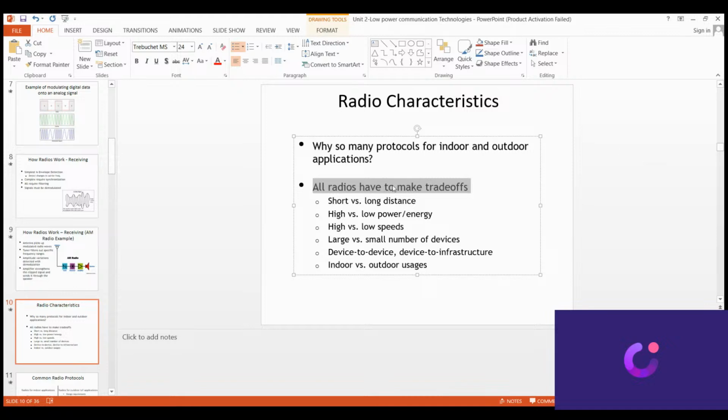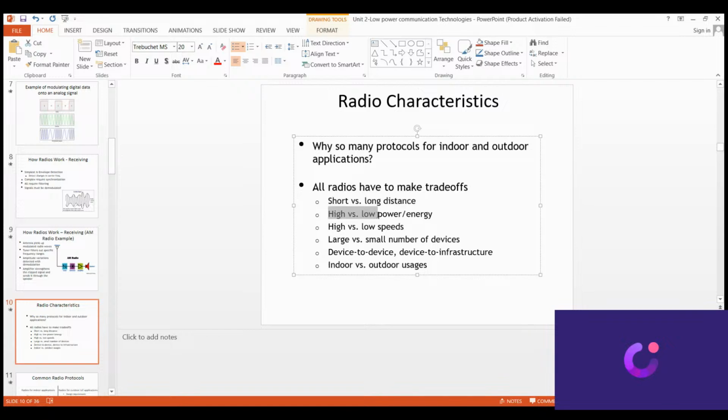So we do have what we call short versus long distance. Considerations have to be made depending on the circumstance and depending on the situation, where we are trying to transmit over a short distance compared to a long distance. So that's the characteristics.